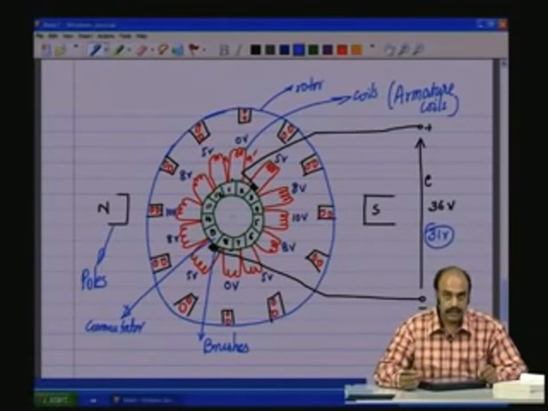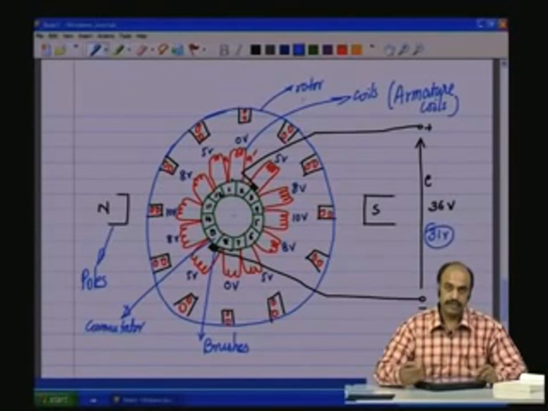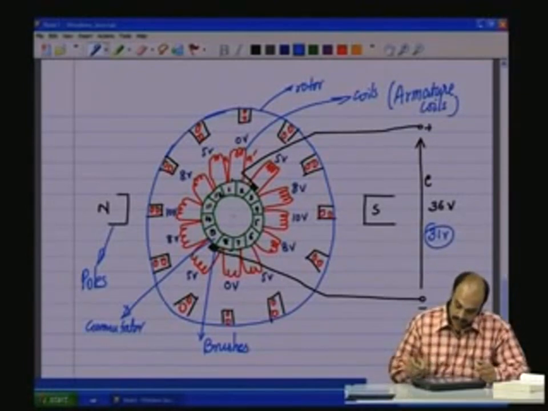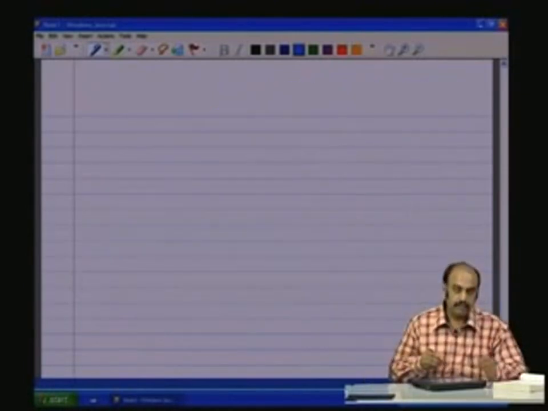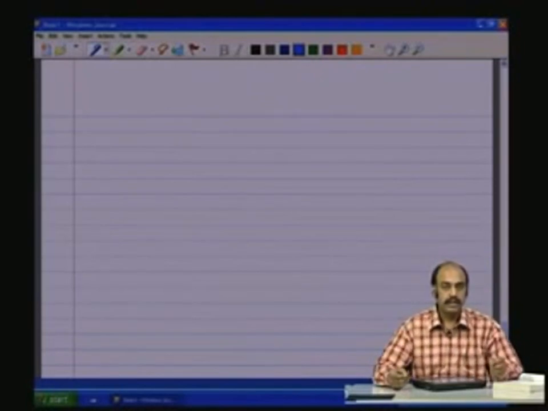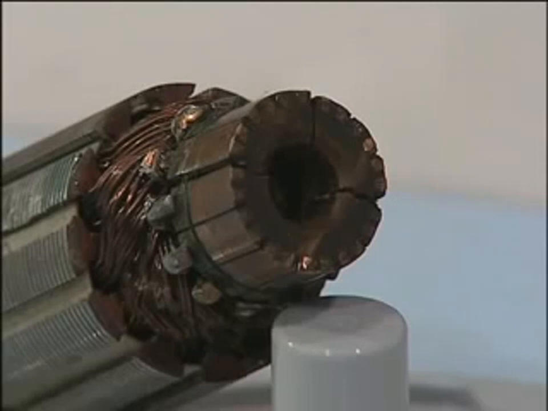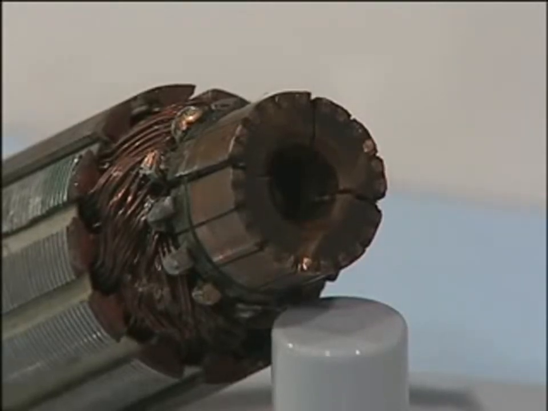The whole thing is the rotor which is rotating about a central axis. Now let us look at the real motor, or real rotor, how it looks like. Let us have a look at this rotor. This is the rotor of a DC machine.